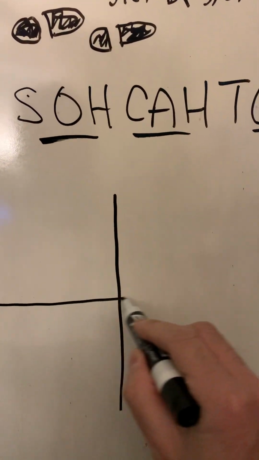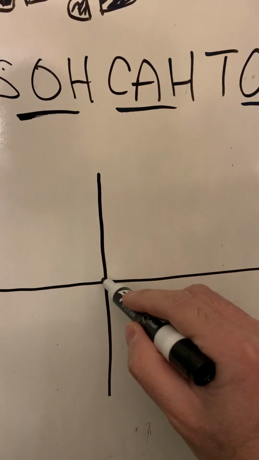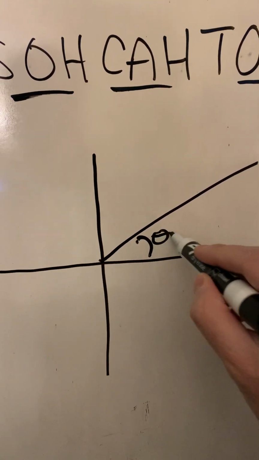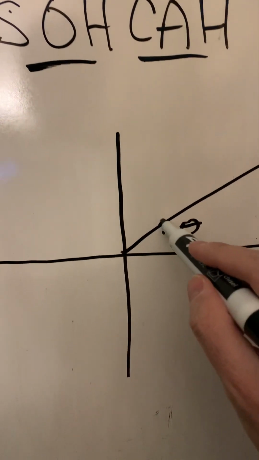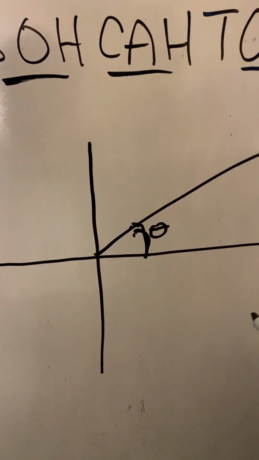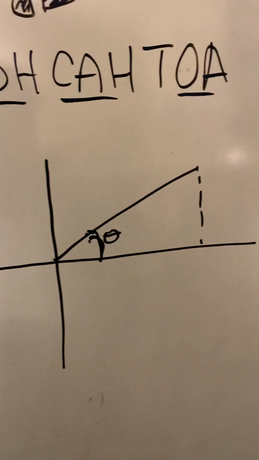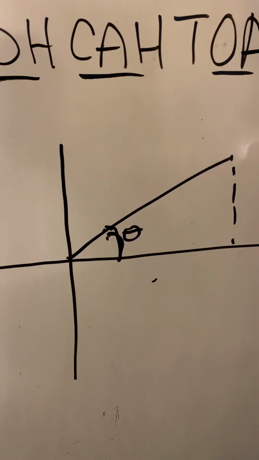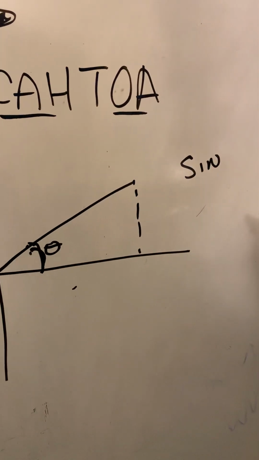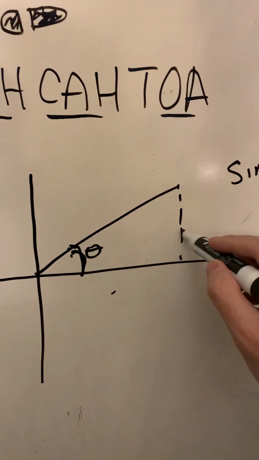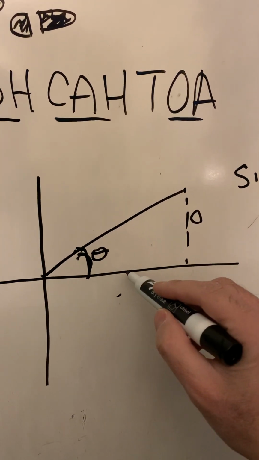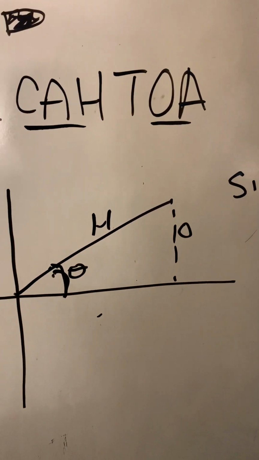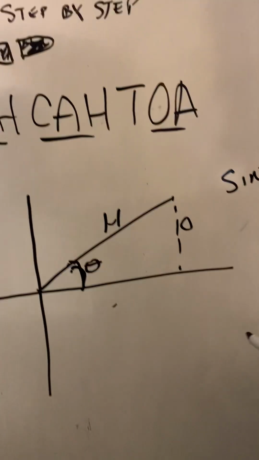Let me draw this little graph here, and I'll draw an angle. Call it theta. Angle theta here. So the sine of this angle is opposite over hypotenuse. Okay, so sine would be opposite over hypotenuse.